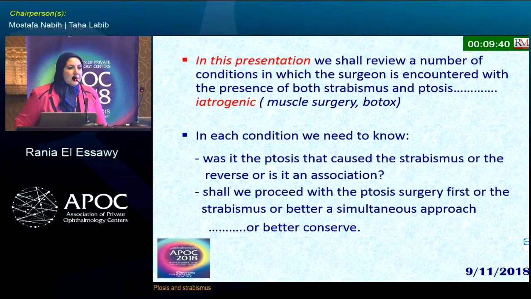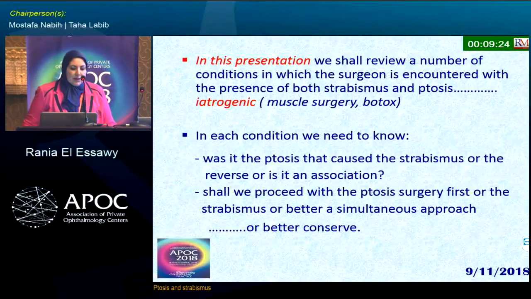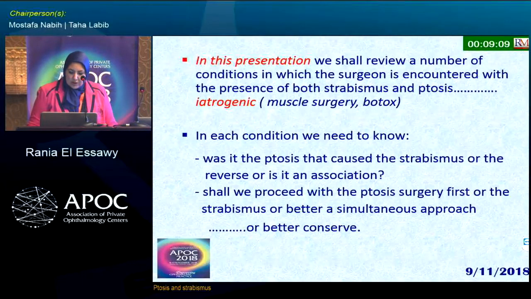I'm going to cover in this presentation a number of conditions that the surgeon encounters with the presence of both strabismus and ptosis. There are other conditions, iatrogenic, like following horizontal muscle surgery or vertical muscle surgery or Botox. However, this will not be covered here. In each condition, we shall know: was it the ptosis that caused the strabismus or the reverse, or is it just an association? And shall we proceed with the ptosis surgery first or the strabismus, or better make a simultaneous approach, or better conserve?